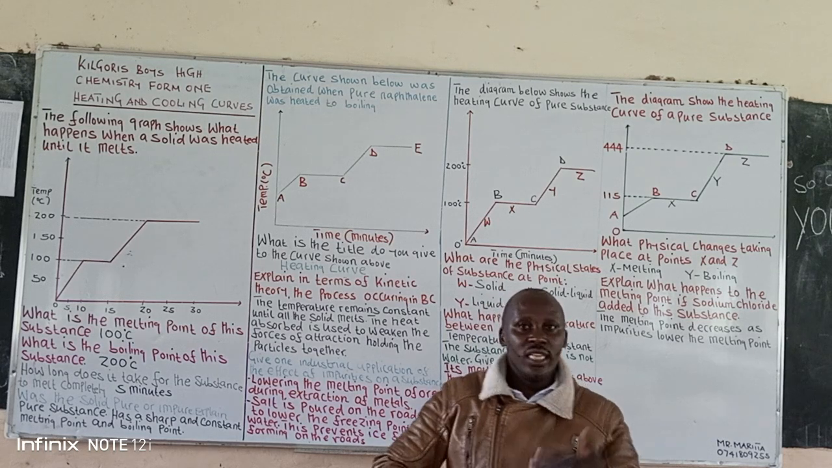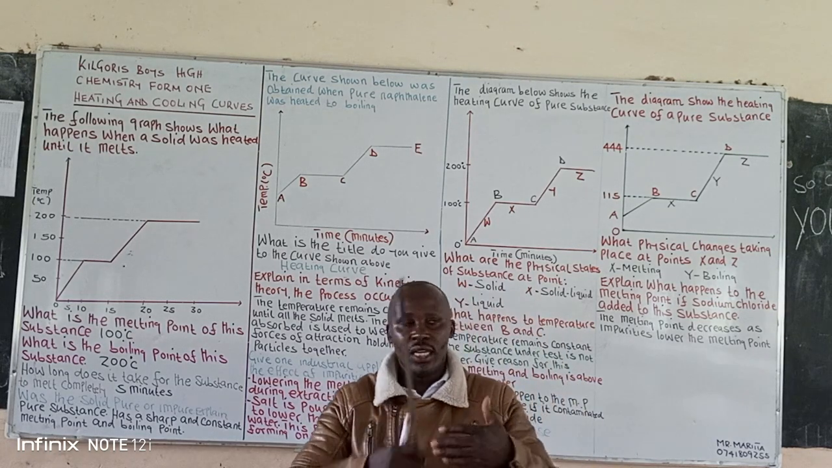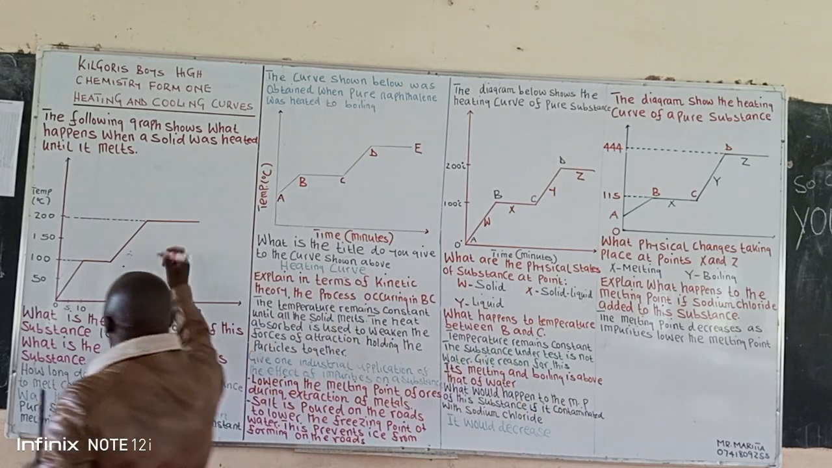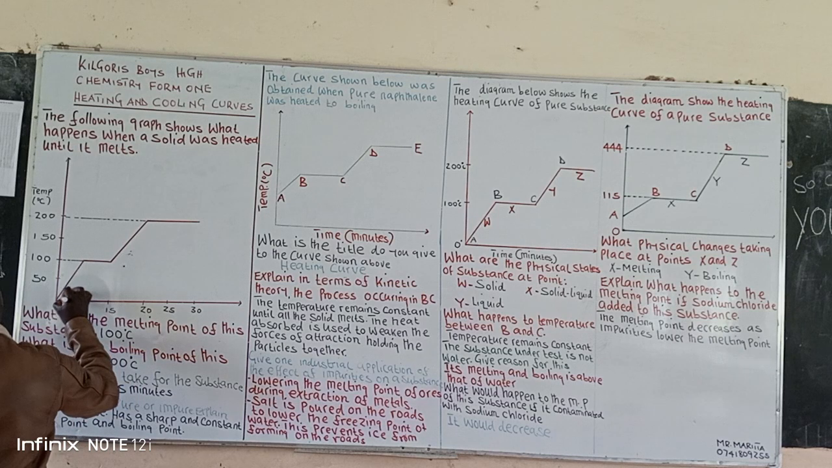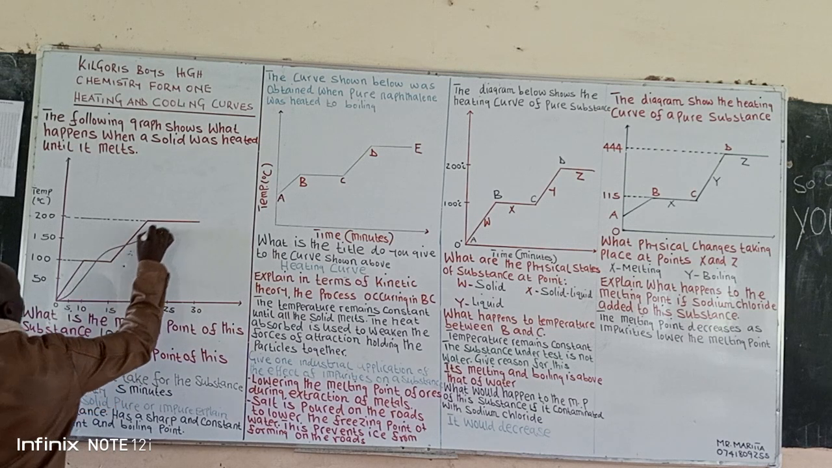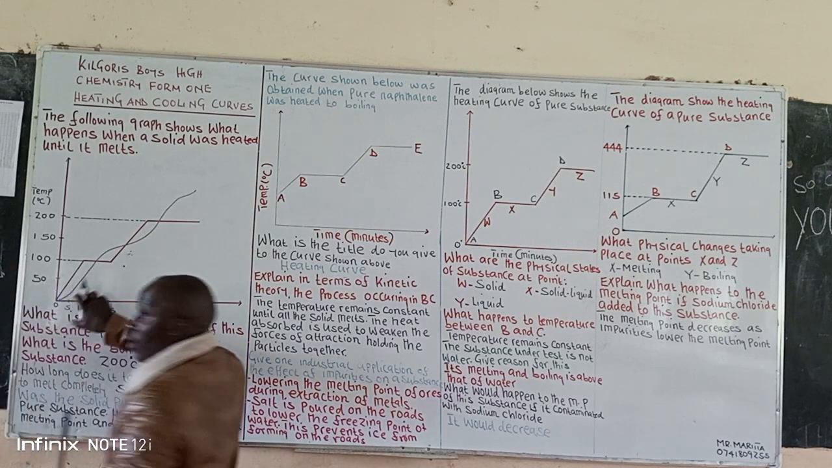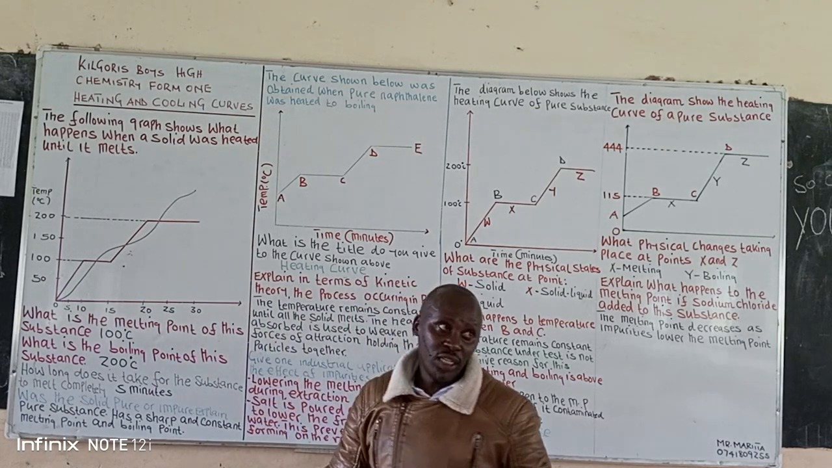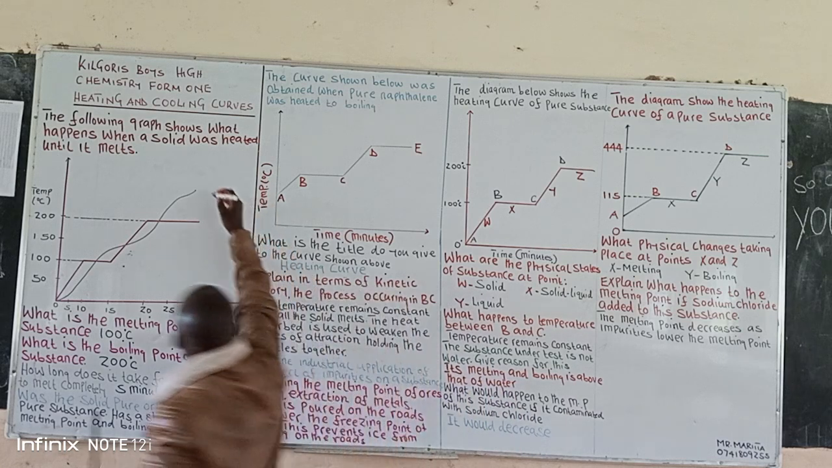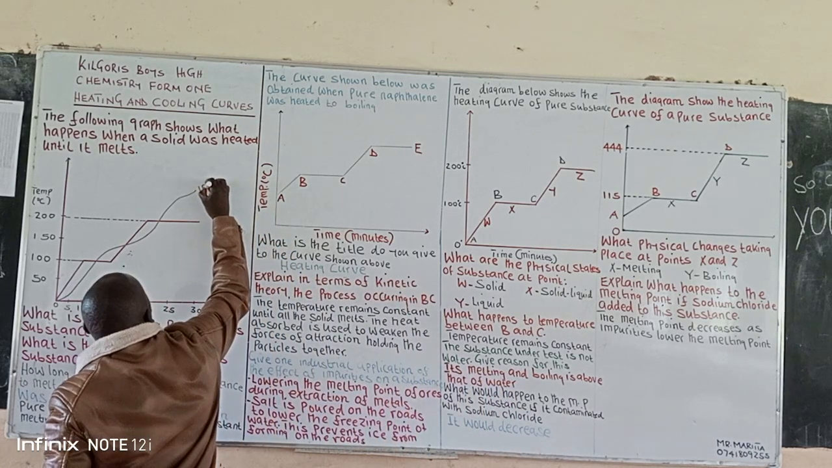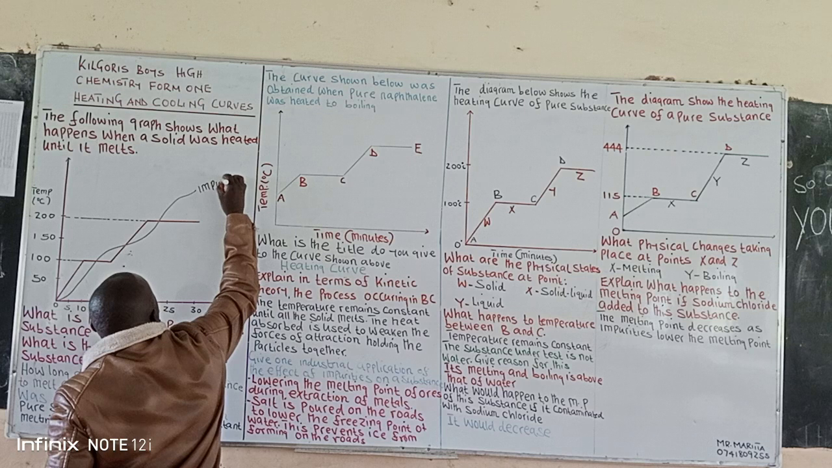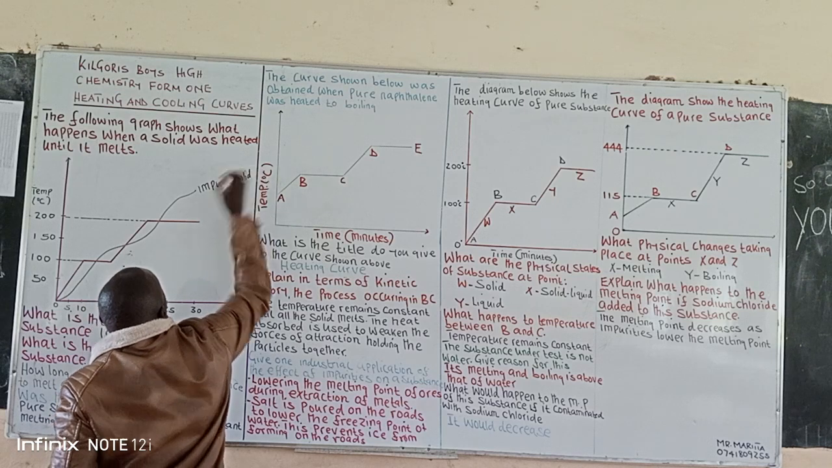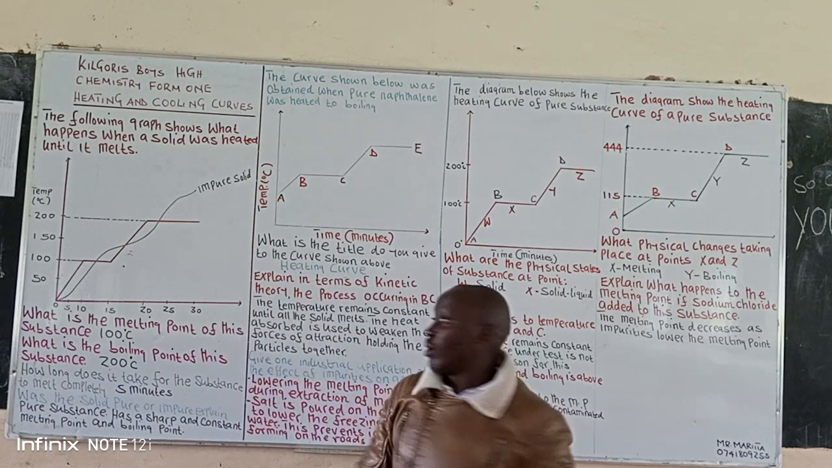But when we don't have sharp melting and boiling points, for example, you can have another graph of this kind. If you compare these two graphs, this one here doesn't have sharp melting and boiling points, so it normally represents an impure solid. This one represents the pure solid, or you can say a pure substance.